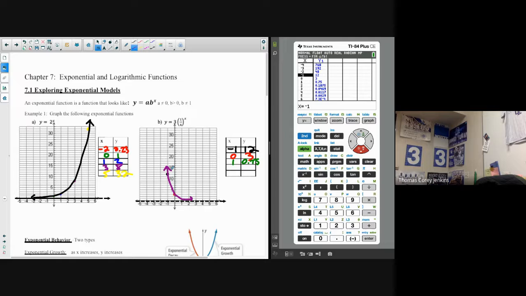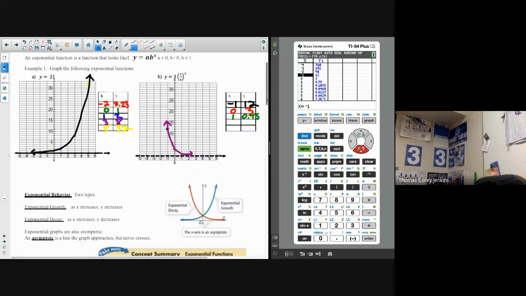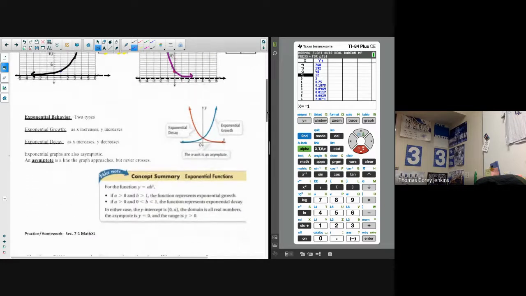All right, so again, just kind of leaning on our graphing calculators there. Now, let's go down to the bottom part of this first page, and they make some nice generalizations for you here. So basically, we have two types. One is exponential growth, which we saw in the first example: as x increases, y increases. The other is exponential decay: as x increases, y decreases.